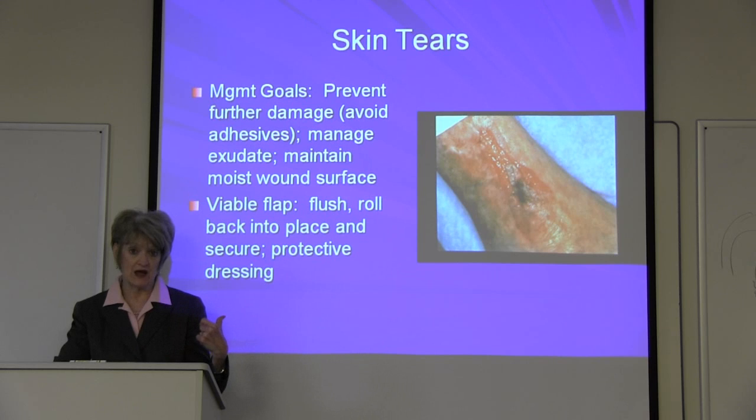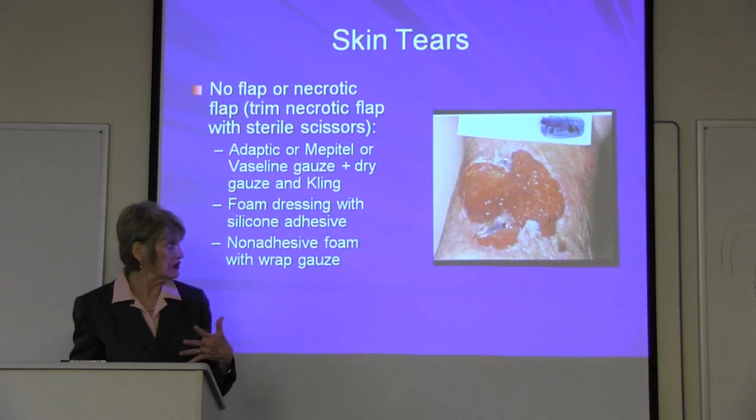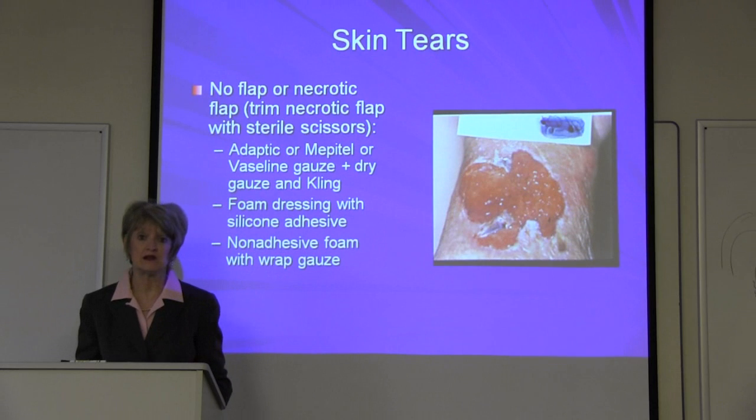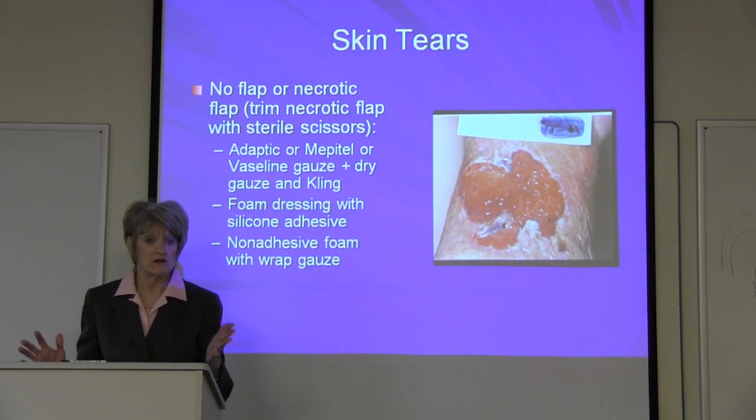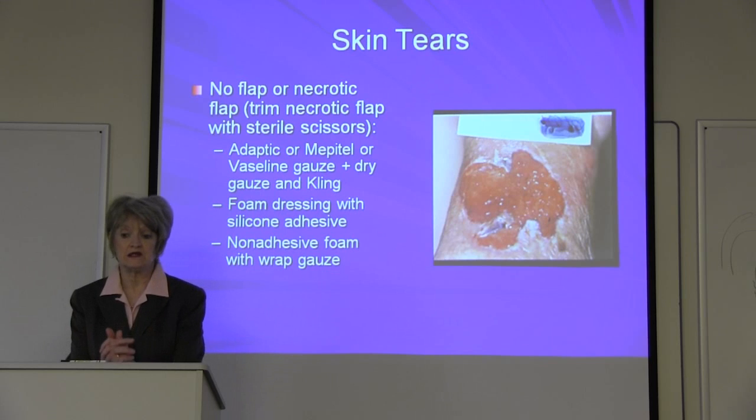If the flap is non-viable, or if the flap has been removed, then you end up with a lesion that looks like this. You're going to focus on exudate management, maintaining a moist surface, preventing further trauma. When you look at setting up a protocol for your staff, the bottom line is that they can use the same dressing whether or not they have an intact flap.